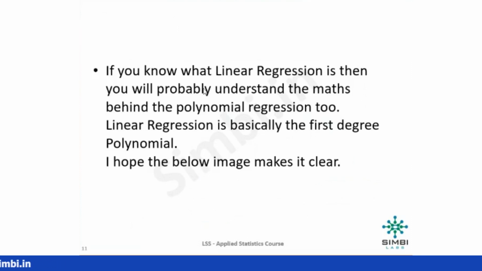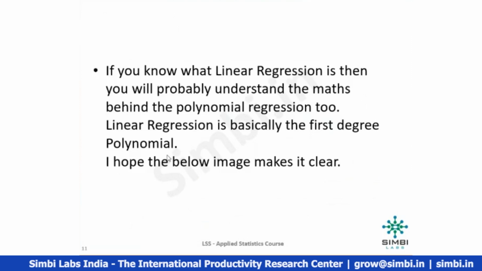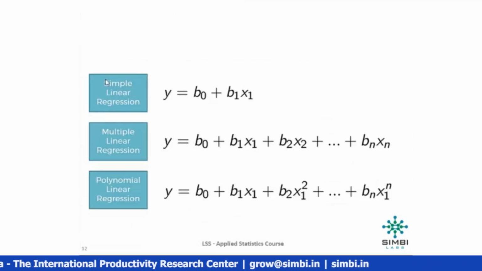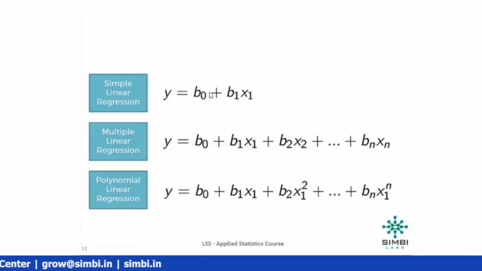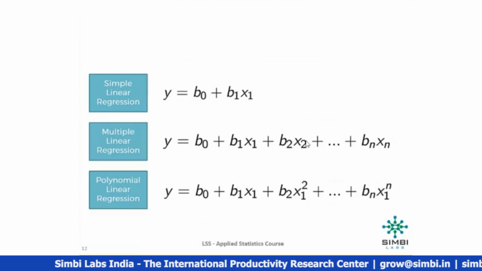If you know what linear regression is, then you can probably understand the maths behind polynomial regression too. Linear regression is basically the first degree polynomial. Simple linear regression is y equal to b0 plus b1 into x1, for one independent variable with a dependent variable, whereas multiple regression is as follows: y equal to b0 plus b1 into one independent variable plus b2 into another independent variable, plus so on.